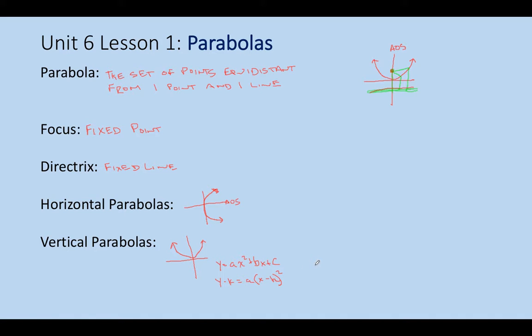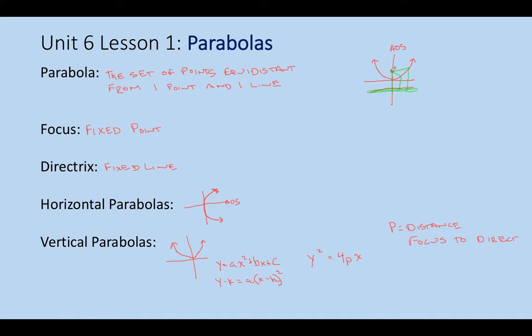So this new one, simply put, when you have a vertical parabola, it's going to be y squared equals 4 times p times x. And for both of these, p is going to equal the distance from the focus to the directrix.